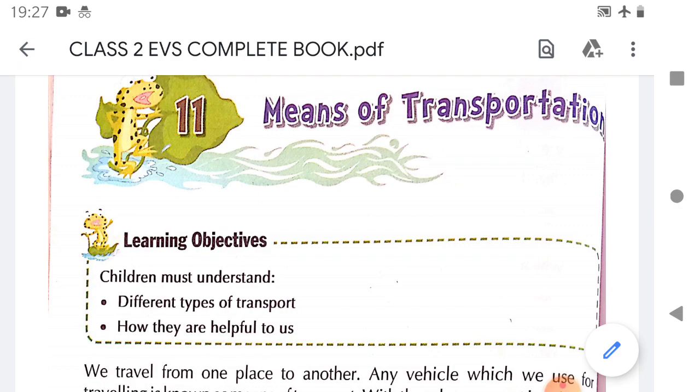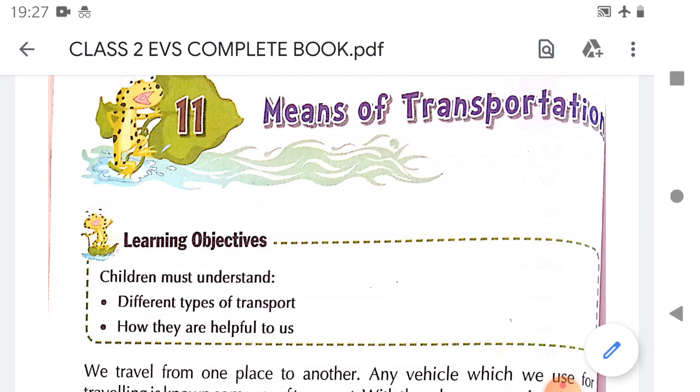In my previous video, I had started lesson number 11, means of transportation. As I have already told you, transportation means going from one place to another through any means of transport. Transportation is movement of people or goods from one place to another, and these goods or people are transported through different means of transports.